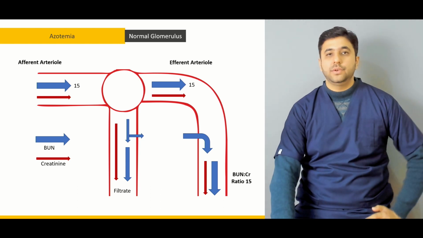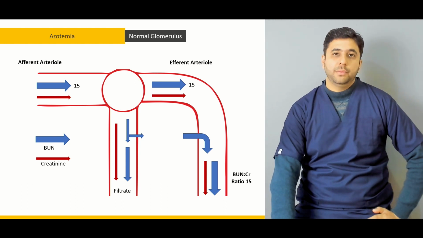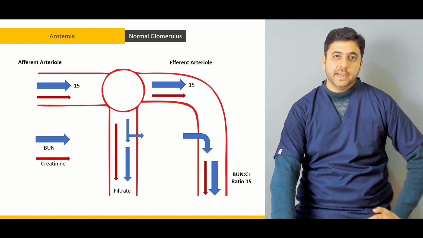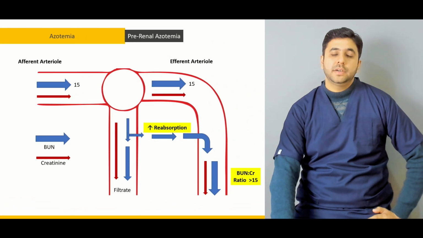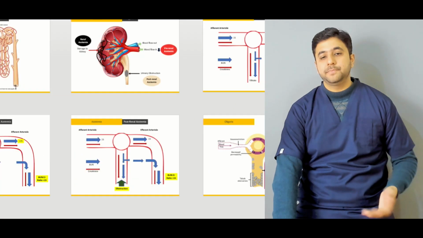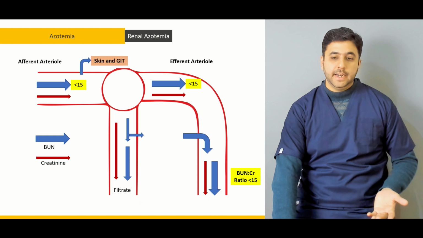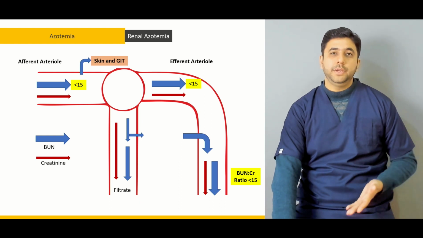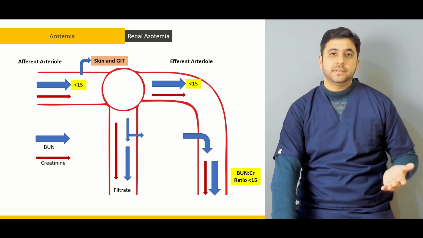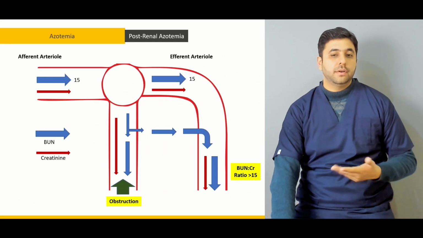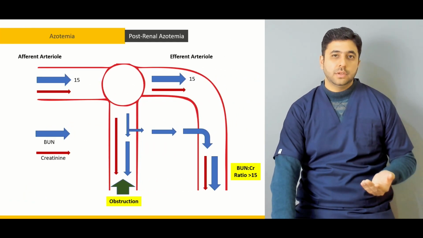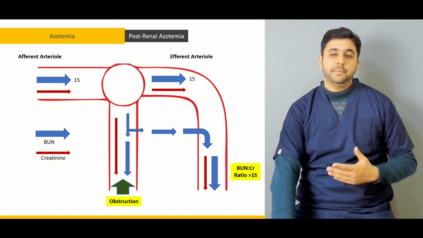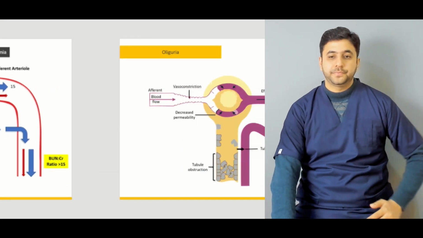To start off, we are going to discuss how a normal glomerulus responds and what the normal findings are in a person who has perfectly fine kidneys. And then proceeding further, with the help of various illustrations, we are going to discuss the changes occurring in a patient with prerenal azotemia or in a patient with renal azotemia, and how the BUN and creatinine ratio helps us in differentiating the two, or whether this patient has some obstruction causing post-renal azotemia, and what the BUN and creatinine ratio is in that patient.